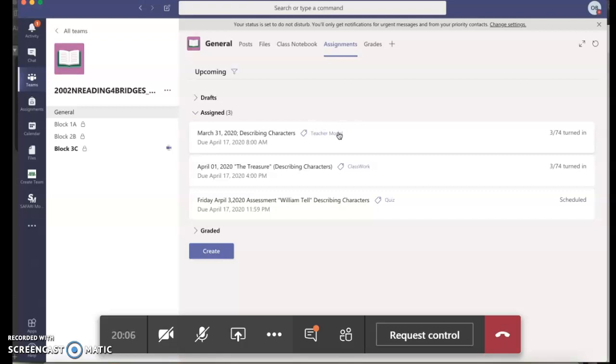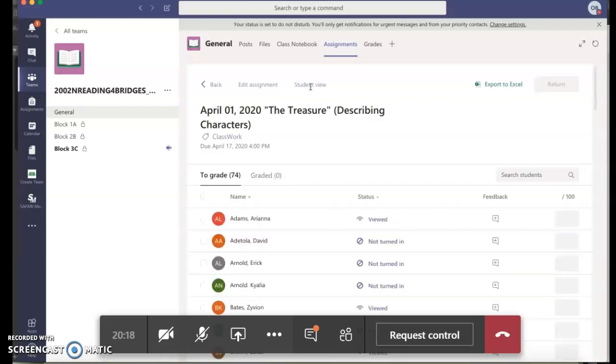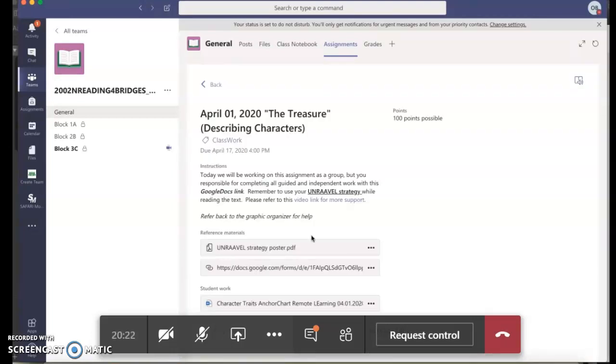So this is the teacher model. Right here is your classwork. This is the assignment that I assigned yesterday. That's why it has yesterday's date on it. But for those of you who did not complete the assignment, your to-do now is to complete the assignment once we end class, okay? So I'm going to give you the student view here. And here you have the Unravel Strategy poster just as a resource for you to turn back to. And you also have the anchor chart here as a resource for you to go back to.